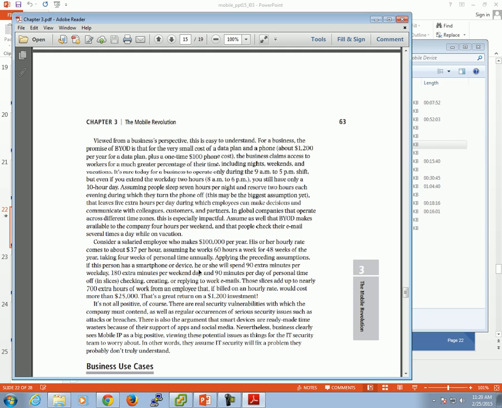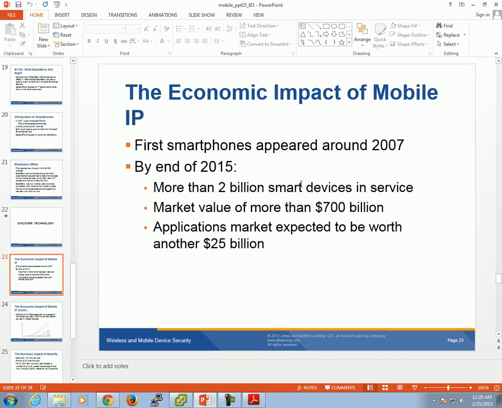But is there anybody here who would turn down a phone from work if it was free? No, I think we all would take one, because I do it on my own phone anyway. Okay, let's continue on. So first we talked about our first smartphone coming out.